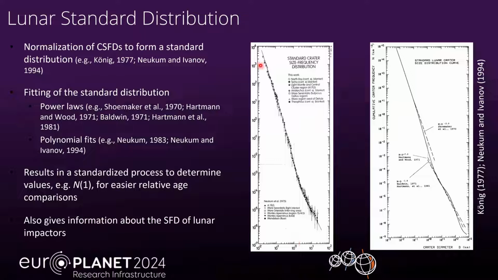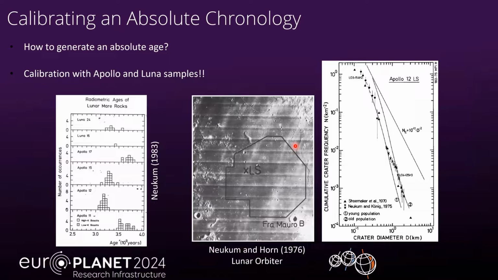And so what we need to do is to basically have this standard distribution as a normalization step for determining our n of 1. And I think maybe Greg might talk a little bit more about the standard distribution. So how do we then generate from this n of 1?